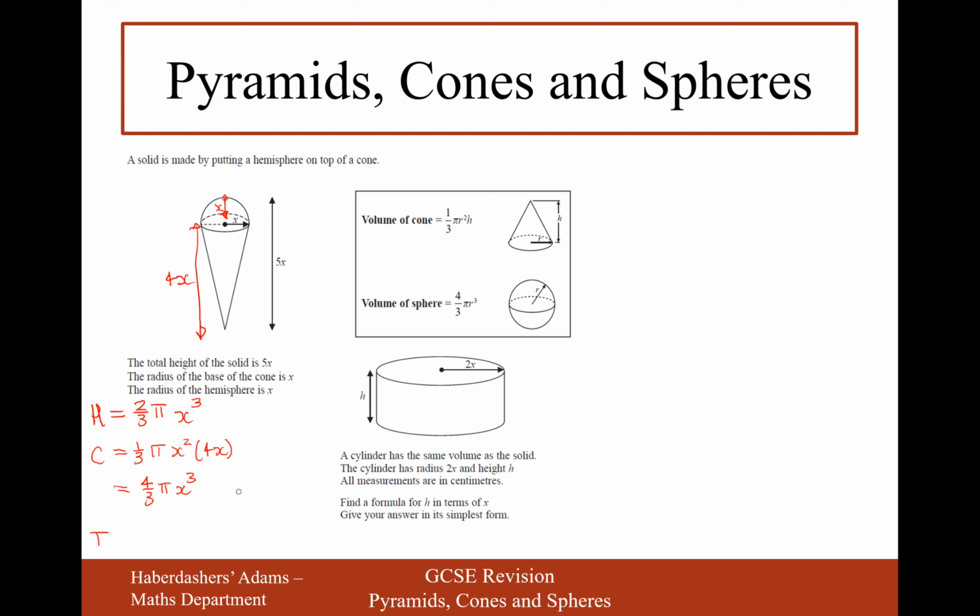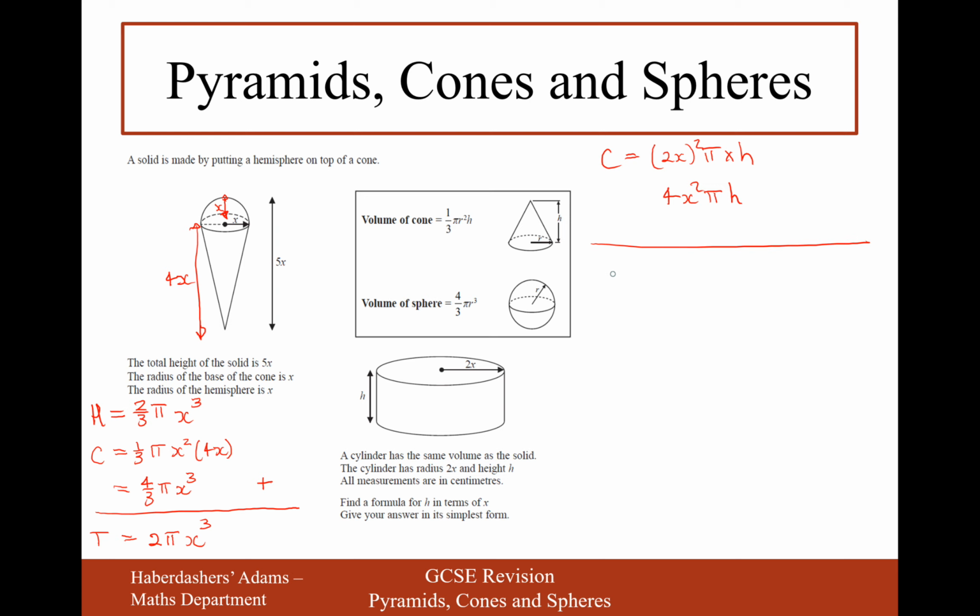So the total, when you add those two together, 2/3 add 4/3 is 6/3. 6/3 is equal to 2. So it's 2 pi x cubed. That's the total for this shape over here. Now let's work on the cylinder. The cylinder is just going to be the area of the cross section, so that would be 2x squared times pi, and then times h. So when you expand this, it's going to be 4x squared pi times h.